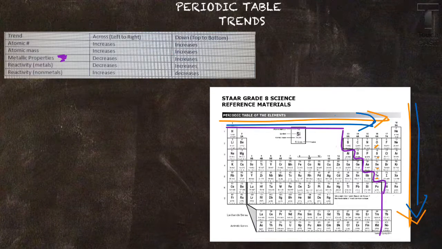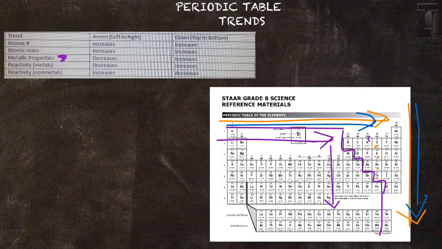Now, when we talk about metallic properties, we're only involving metals, since those are the ones that might have metallic properties. When you're looking at the periodic table, moving across left to right, the metallic properties actually decrease, which is why we have nonmetals over here. And as you move down the periodic table, the metallic properties increase. So as you move across, things become less metallic, and as you move down, they become more metallic within the metals.